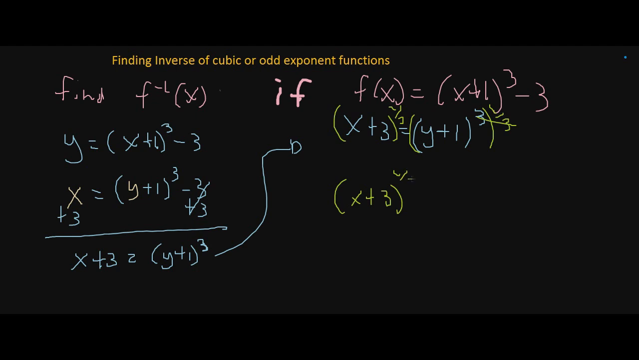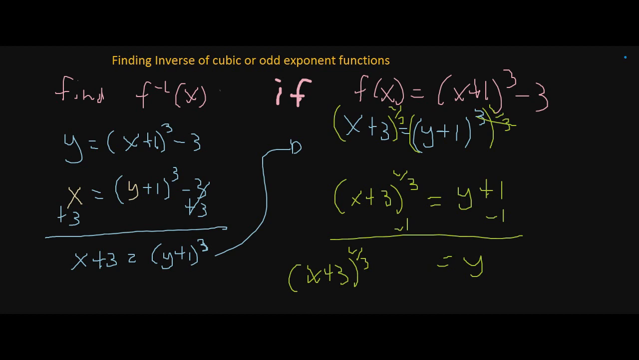This is (x plus 3) raised to the 1/3 is equal to y plus 1. Now we just subtract 1 from both sides, and we get y is equal to (x plus 3) raised to the 1/3 minus 1. Perfect. And that's it. We are done.